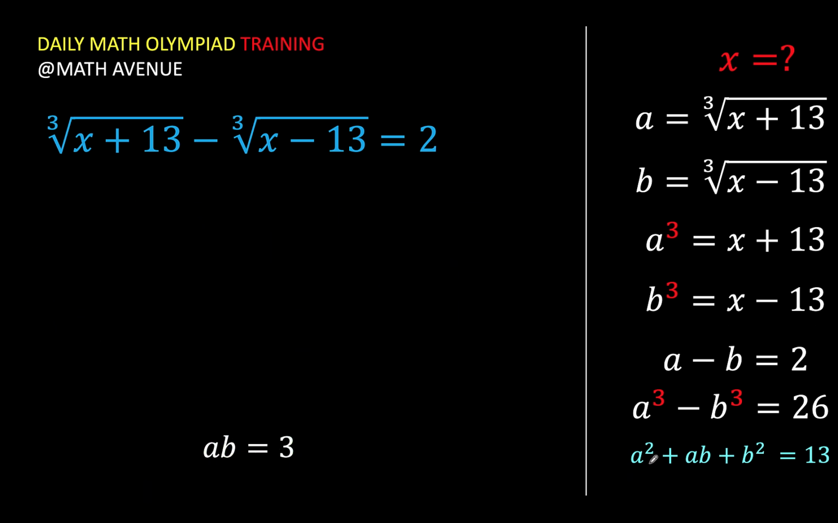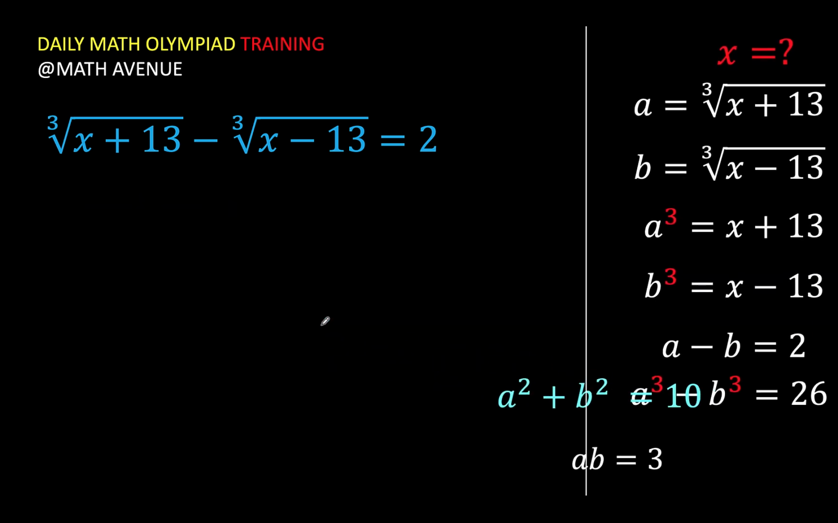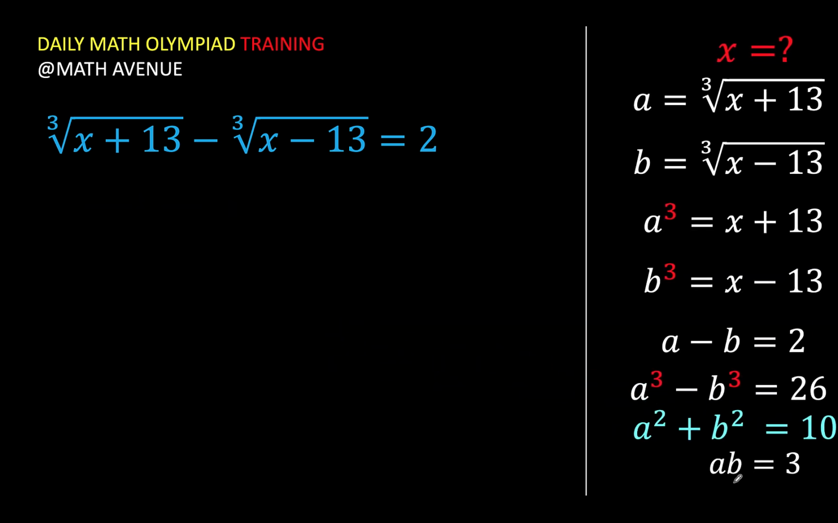Let's go back to this value and substitute 3 for ab. This now becomes a squared plus 3 plus b squared equals 13. Subtracting 3 from both sides, we have a squared plus b squared equals 13 minus 3, or 10. Let's remember again these values that we are going to use later on.